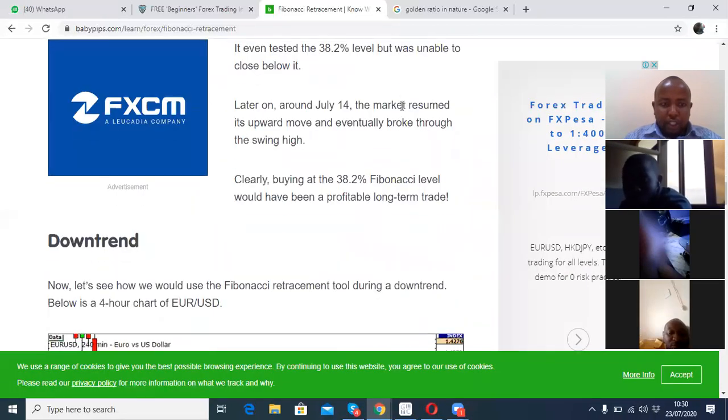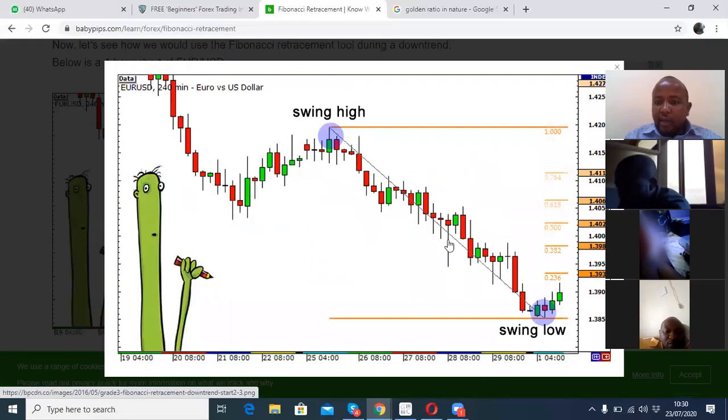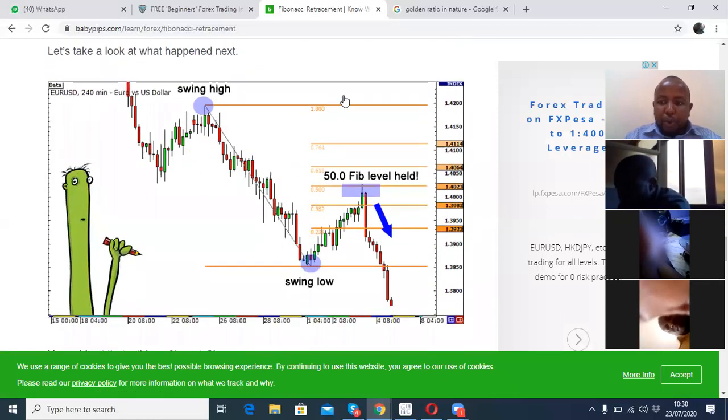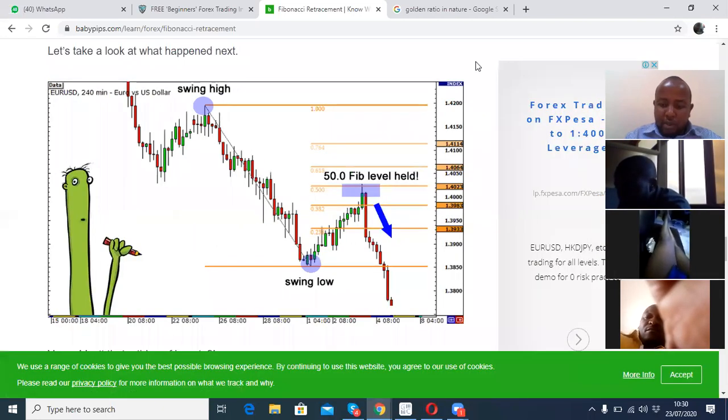So let me continue. This is also a downtrend. Identify the swing high and also identify the swing low. So that's how you identify the swing high and the swing low. So here we also plot our fib levels. You can see now the 50 here holds more resistance. So the fib here will be holding more resistance. So let me continue.